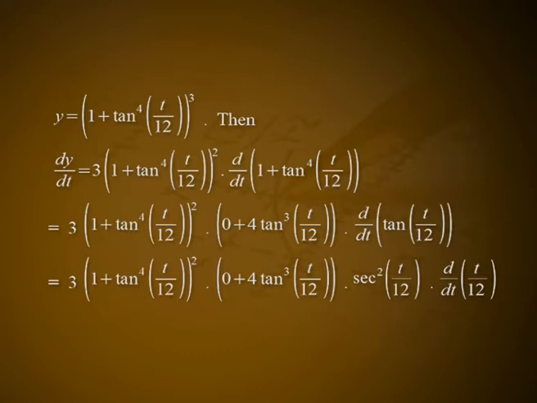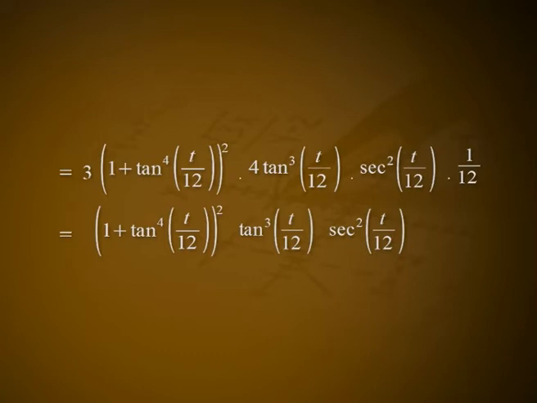equal to 3 into (1 plus tan raised to 4 t by 12) whole square into 0 plus 4 into tan raised to 3 of t by 12 into secant square t by 12 into d by dt of t by 12, which is equal to 3 into (1 plus tan raised to 4 t by 12) whole square into 4 tan raised to 3 of t by 12 into secant square t by 12 into 1 by 12 equal to (1 plus tan raised to 4 t by 12) whole square tan raised to 3 t by 12 secant square t by 12.